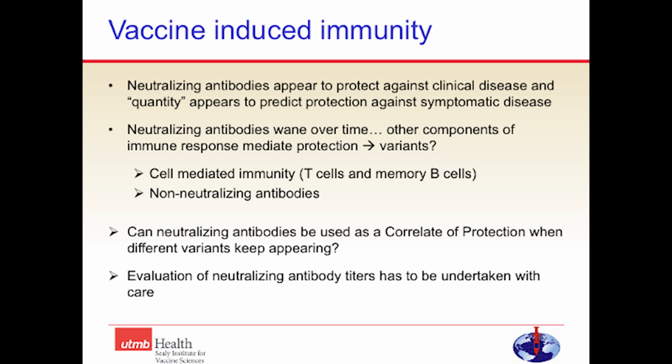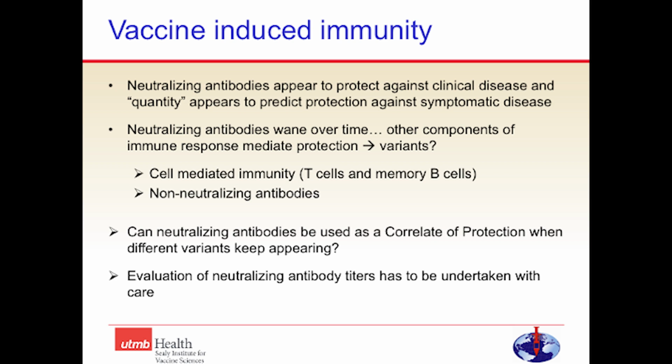There's a big focus at the moment on cell-mediated immunity, and non-neutralizing antibodies, looking at something called antibody-dependent cell cytotoxicity. So we're looking at other mechanisms that may be involved in protection beyond neutralizing antibodies. And with this in mind, how can neutralizing antibodies be used as part of protection when the different variants keep appearing? And where, as I said earlier, evaluation of neutralizing antibody titers has to be taken with great care.